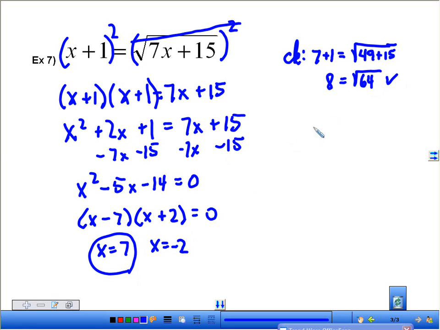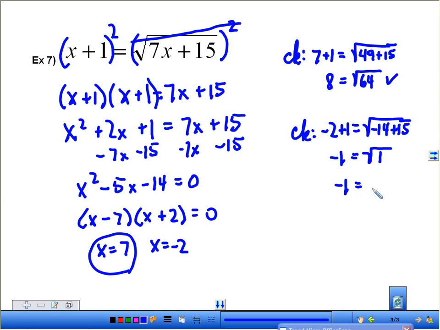And now I'm going to check the negative 2. Negative 2 plus 1 equals the square root of negative 14 plus 15. Negative 2 plus 1 is a negative 1, equals the square root of negative 14 plus 15, which is a positive 1. So negative 1 is equal to the square root of 1, which is 1. This one does not check out. This is an extraneous solution.